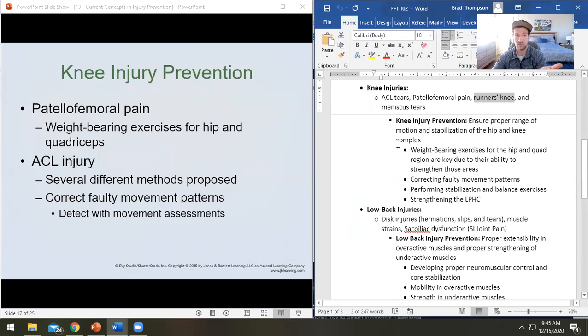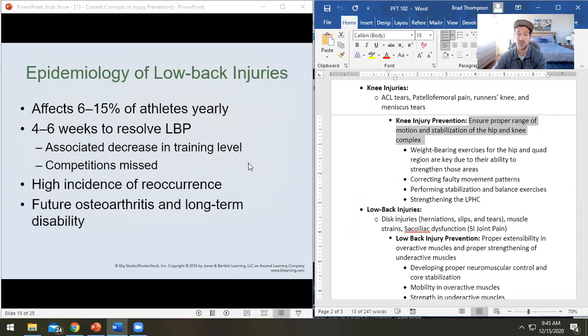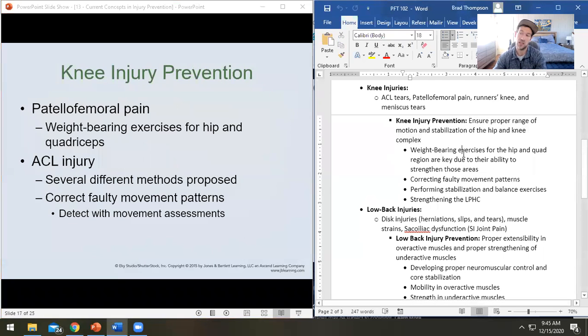So how do we prevent all this stuff? Well, again, ensure proper range of motion and stabilization of your knee complex. So this is where we really get into a lot of talking about stability as well, right? Again, going back to that idea of doing lots of balance exercises where you are strengthening and working on the bottom of the foot, working on recruiting your glute, working on stabilizing the knee. Those are all going to be really important.